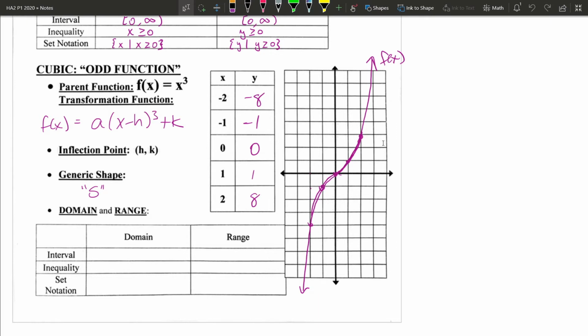So you've got one side that's going to be the positives and the other side that's going to be the negatives. It's kind of like a parabola, but one side goes down instead of both sides going up.